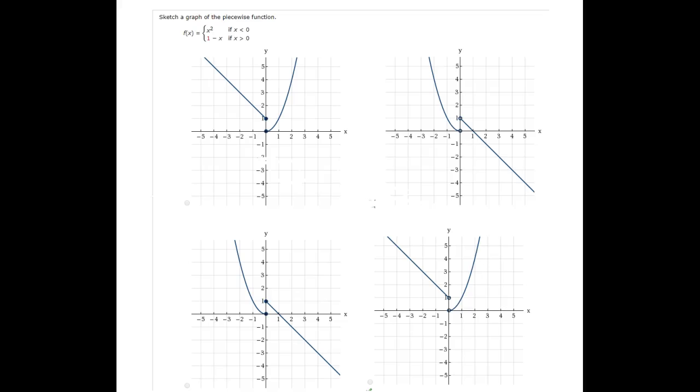Okay, we're asked to sketch the graph of a piecewise function. So we have our piecewise function here, and f of x equals x squared if x is less than 0, and then it equals 1 minus x if x is greater than 0. So let's look at these graphs. We're given to choose which one.